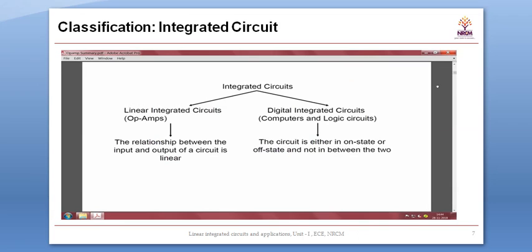The ICs are also classified mainly as linear integrated circuits and digital integrated circuits. In linear integrated circuits, the relationship between the input and output of the circuit is linear, and in digital circuits the relationship between input and output is not linear, or the circuit is either in on state or off state, and not in between the two. The circuit output is always either on or off, it is not in between on and off. So this is about your digital integrated circuits.